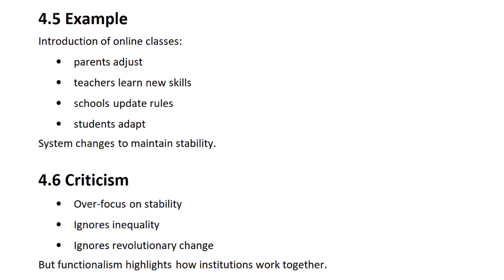For example, the introduction of online classes, where parents adjust, teachers learn new skills, schools update rules, and students adapt. The system changes to maintain stability. The criticism of functionalist theory is that it over-focuses on stability. It ignores inequality. It ignores revolutionary change. But functionalism highlights how institutions work together.